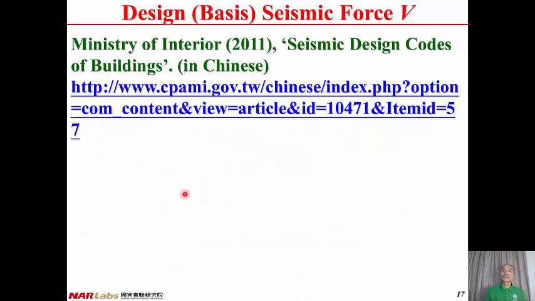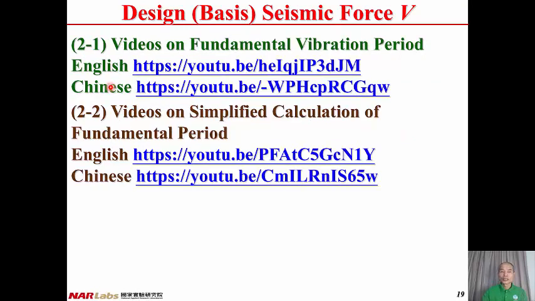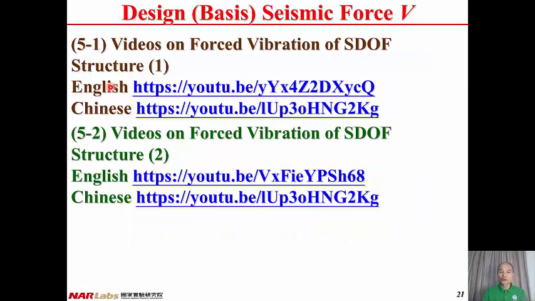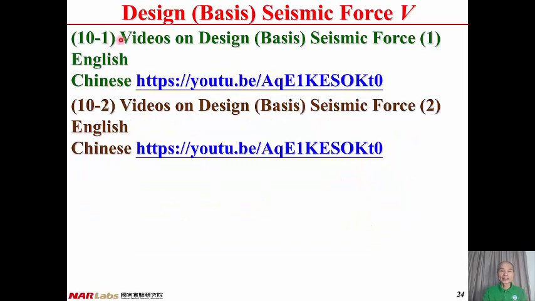And here's the reference for this lecture. The first reference is Seismic Design Code of Building, published in 2011 by the Ministry of Interior. And here are the videos for Lecture 1, Lecture 2, Lecture 3, Lecture 4, Lecture 5, Lecture 6, Lecture 7, Lecture 8, Lecture 9, and Lecture 10. Lecture 10-1 is under construction, but the Chinese version has already been posted to YouTube.